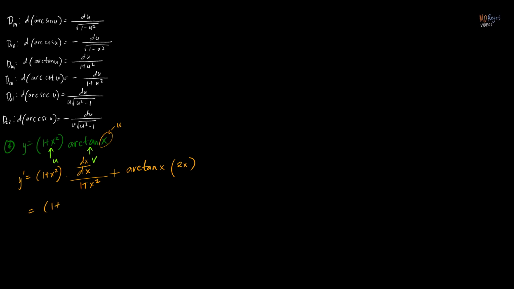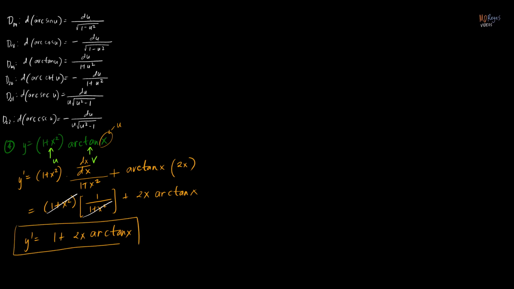So what we have here is 1 plus x squared times 1 over 1 plus x squared, plus 2x arctangent of x. Look at the first term: 1 plus x squared is divided by itself, so we just get 1. So in the final answer, we get y prime equals 1 plus 2x arctangent of x. This is the derivative of the function.